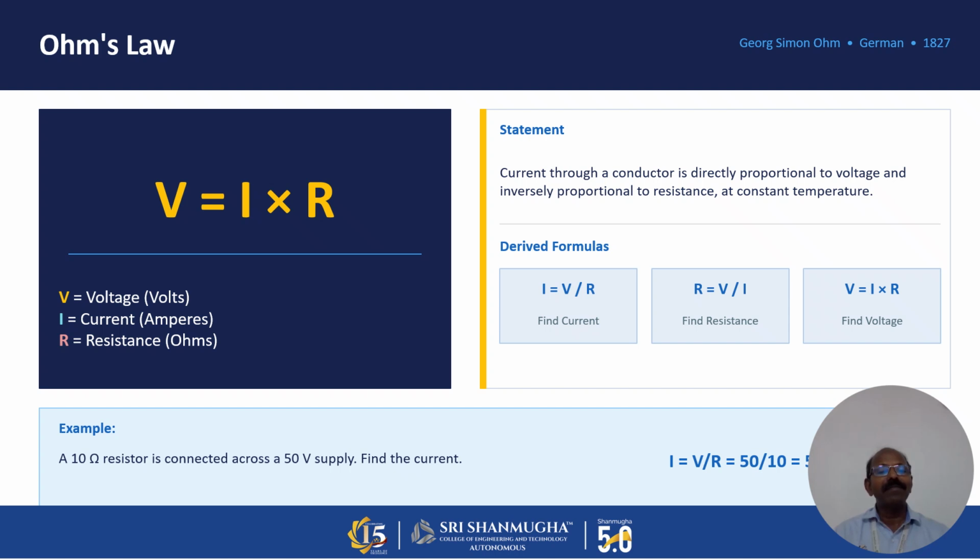For example, a 10 ohm resistor is connected across a 50 volt supply. The voltage is 50 volt and the resistance is 10 ohm. Now find the current. You can use the formula I = V/R, substituting V = 50 and R = 10. The answer is 5. The unit of current is ampere, so the answer is 5 amps.